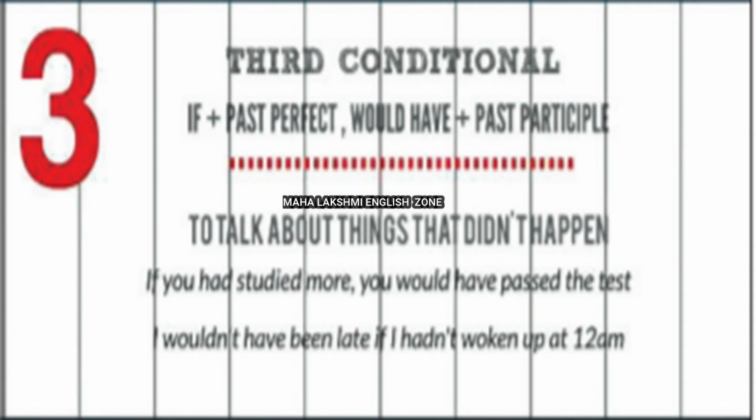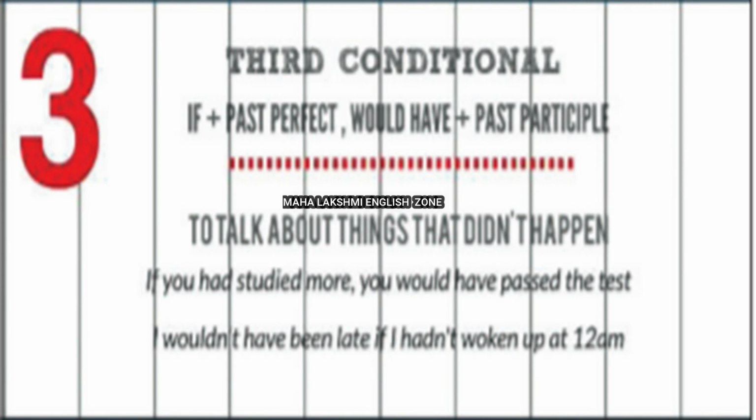Third conditional. The clue for our third conditional is, if the if class takes the verb in the past perfect form, our answer will be would have plus the past participle form of the verb. And this third conditional talks about the impossible, that is, which never happened, which is not at all going to happen, and it indicates past situations. So the answer is, if you had studied more, had studied is in past perfect tense, so the main class takes the form as would have passed. So had studied, would have passed, and I wouldn't have been late, so wouldn't have been.